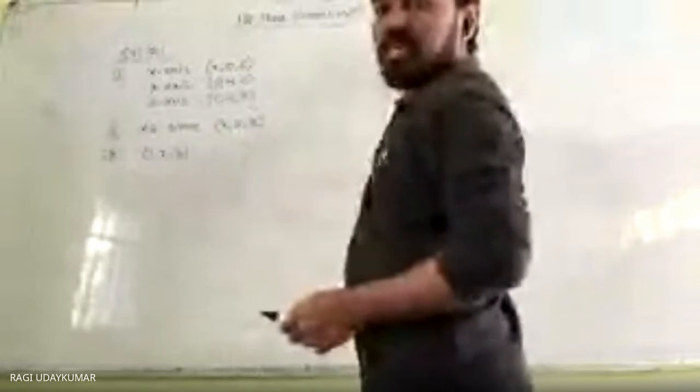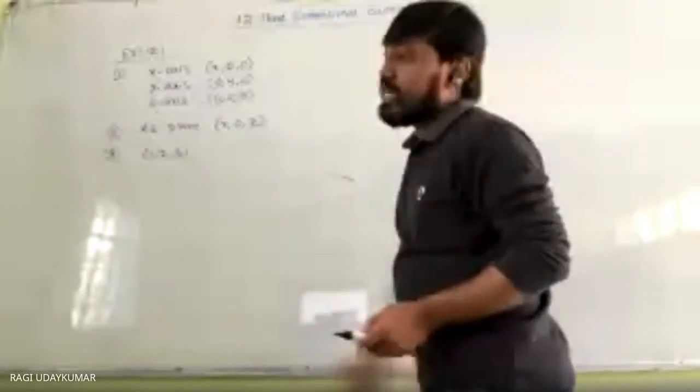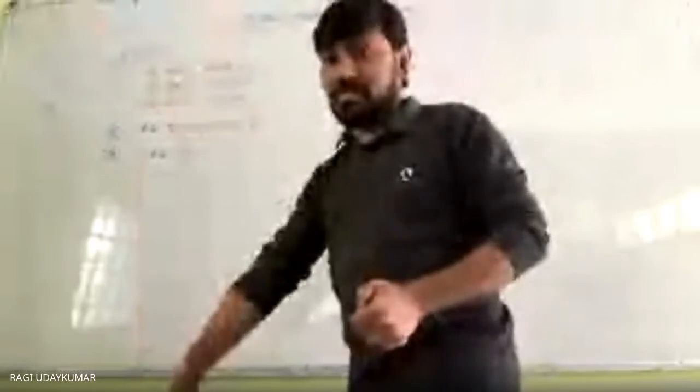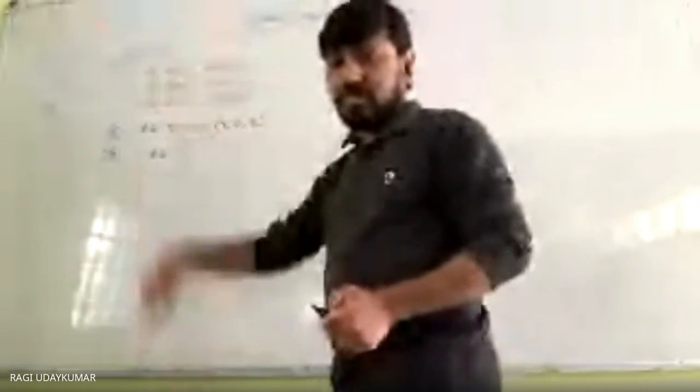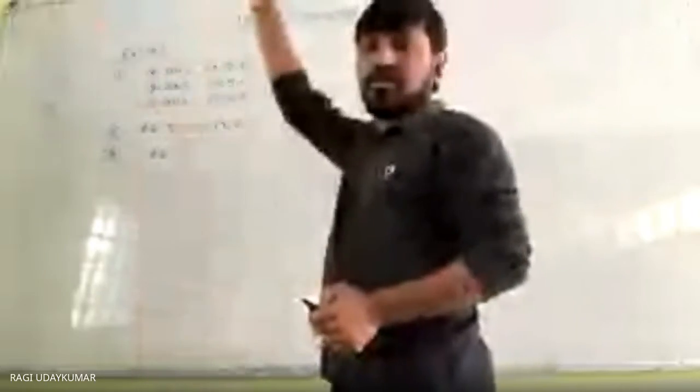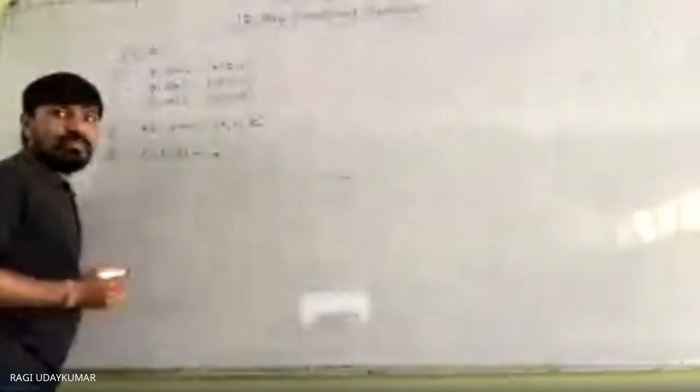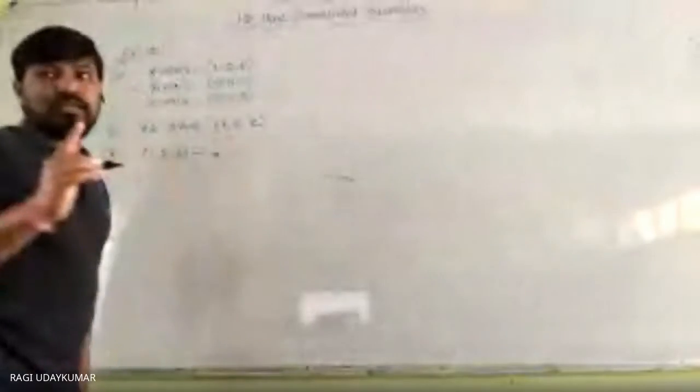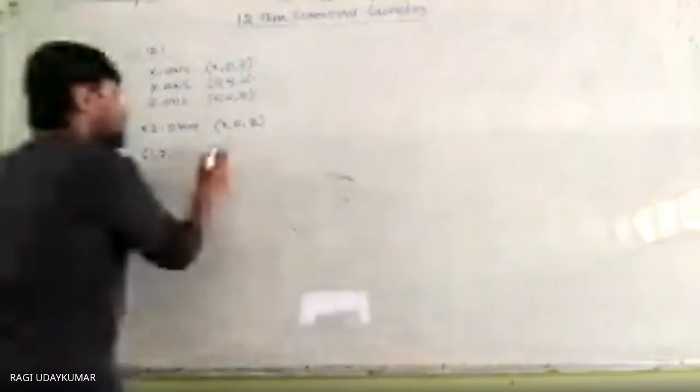So the negative x-axis will be there, the negative y-axis will be the side of the room, and the negative z-axis will be downwards. Upwards is the positive axis. So whenever you consider 1 comma 2 comma 3, it will be present in the first octant, octant 1. All coordinates are positive, so it is present in octant 1, the first octant.